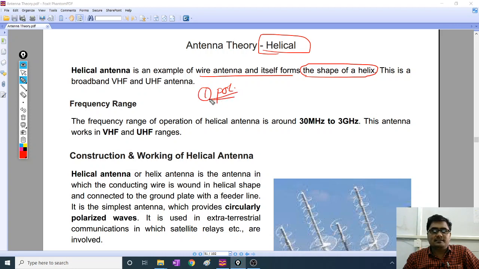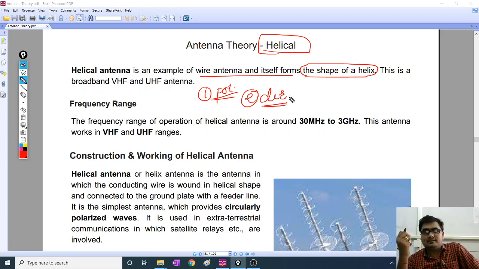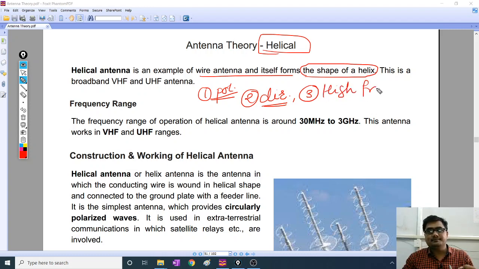So this is the first reason that I am getting different polarization. If I wound the wire, I will get different directivity. See, two basic parameters of a single wire antenna are changed if I make a helix from that antenna. Yes, that's the advantage. And even the most important is its frequency handling. This third parameter or third benefit that I am getting is high frequency, is it?